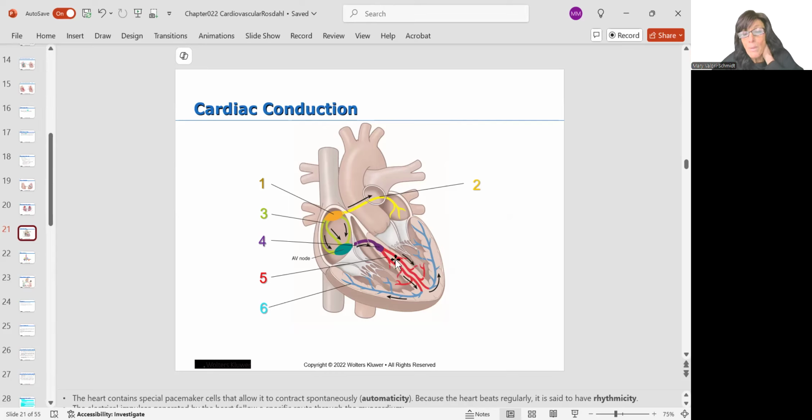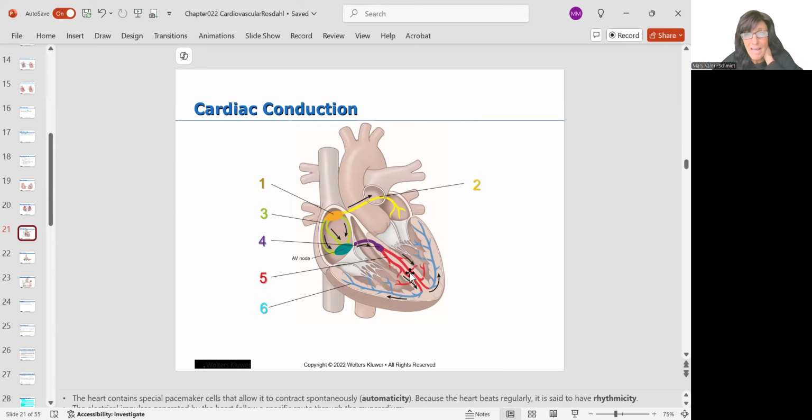And then we've got the bundle of His and Purkinje fibers down here, which is the final part of the electrical system. If the SA node and the AV node both fail, the bundle of His can kick in, but that's only going to make your heart beat 20 to 40 beats per minute. So 60 to 100, 40 to 60, 20 to 40.